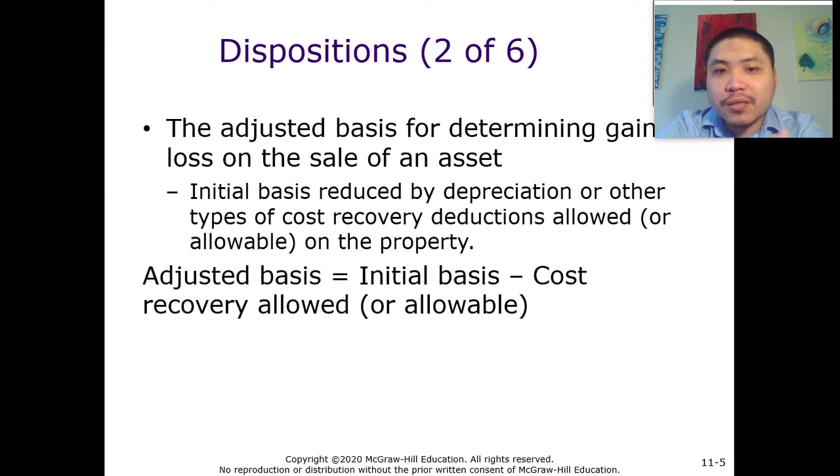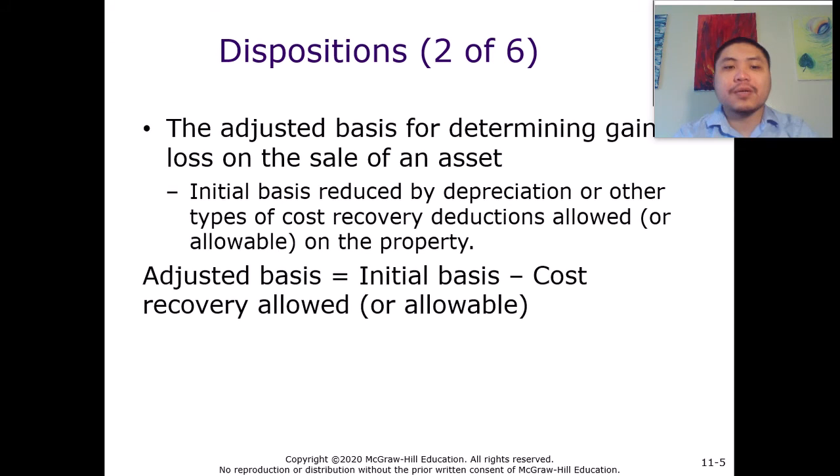So let's say the company bought the machine 2 years ago, and after 2 years of use, they depreciate. The company bought the machine for $10,000, and after 2 years, they have depreciated the machine by $2,000 over the last 2 years. So now the adjusted basis at the start of year 3 is going to be $8,000, because they already depreciated $2,000. So the adjusted basis is the initial basis, subtract the cost recovery allowed or allowable, pretty much depreciation, amortization, or depletion.